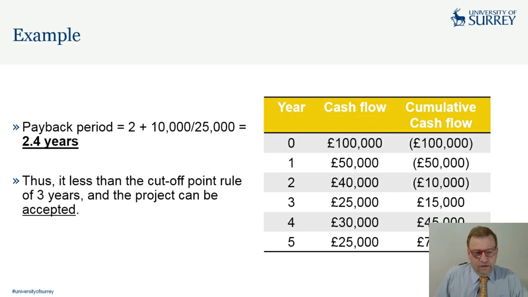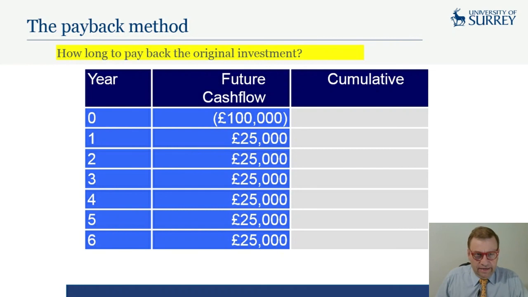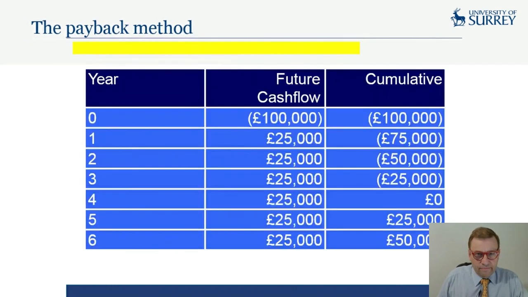So we should accept this project. If this was maybe too challenging, I don't know, then let's look at another example. Let's see how it looks again. How long will the payback of the original investment take in this case? We have 100 that is spent, and every single year we have 25,000 pounds. So how many years will it take? It comes 25 in year 1, 25 in year 2, 25 in year 3, and 25 in year 4. So this comes to a payback of 4 years.